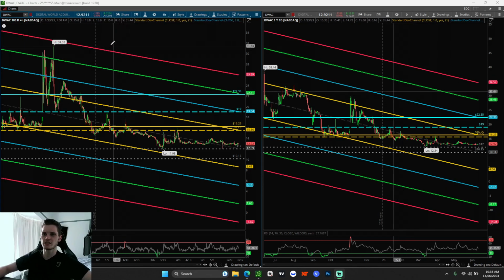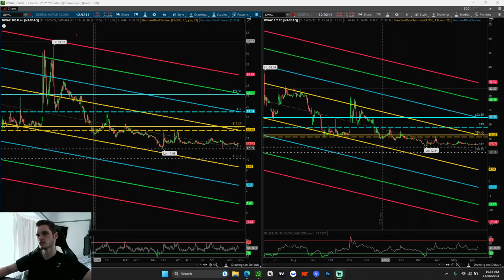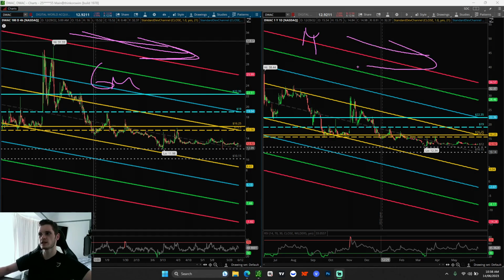Now, to get straight into the analysis, one thing I want to point out first is what's happening on the longer term charts, because this is always going to be key. The left chart is a 6 month, the right chart is a 1 year. On that 6 month, we are downtrending. On that 1 year, we are downtrending. Whenever I see this, I want to be following the trend. If these two align, then really I don't want to be fighting this.